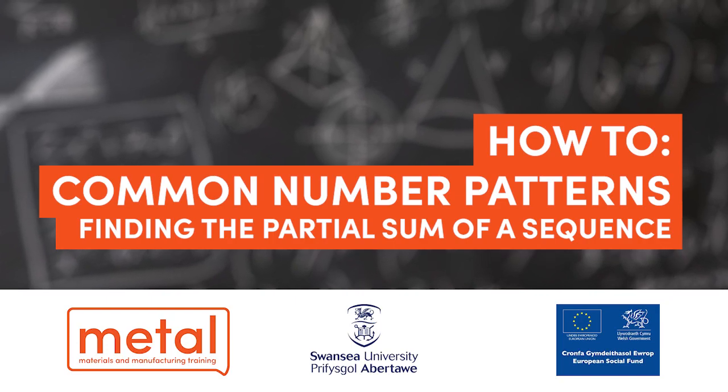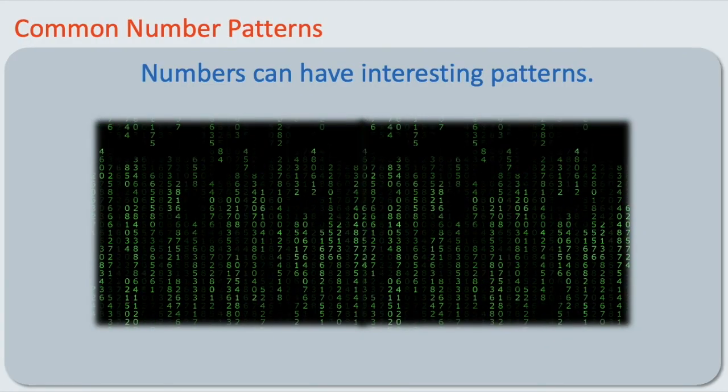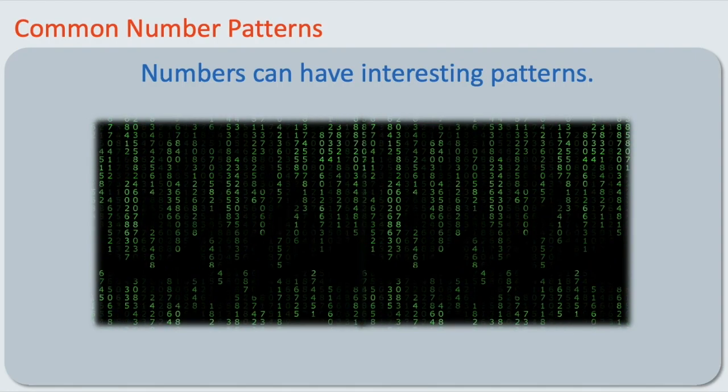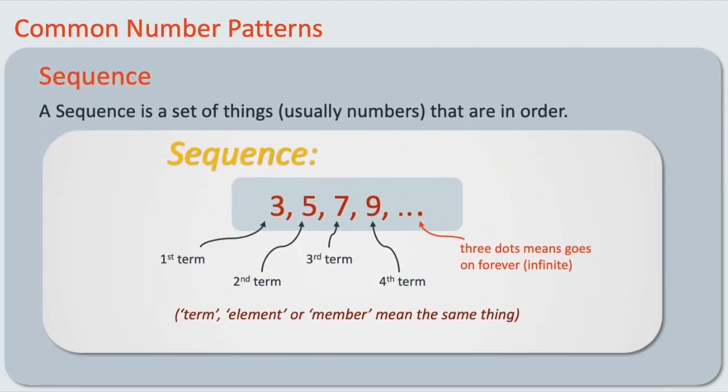Numbers can have interesting patterns. In the course we have covered most common patterns and how they are made. A sequence is a set of things, usually numbers, that are in order. Please see the display.